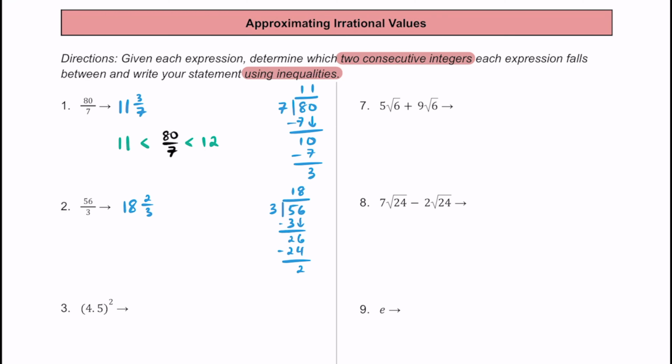So we know this is going to be between 18 and 19. On the smaller integer side, we have 18. That's going to be less than this 18 2/3. And then this is going to be less than 19, which is the integer that's greater than it.